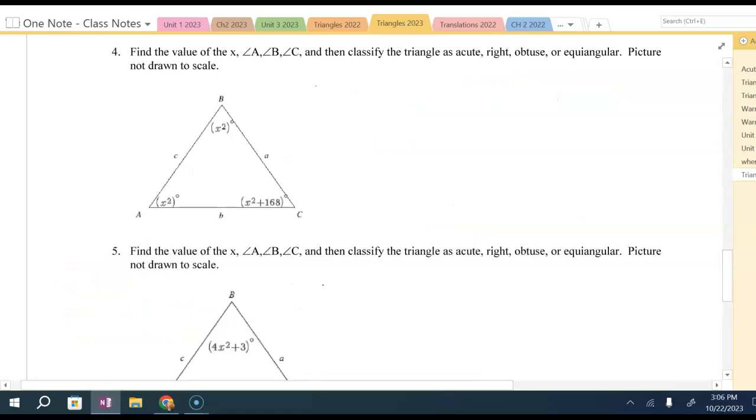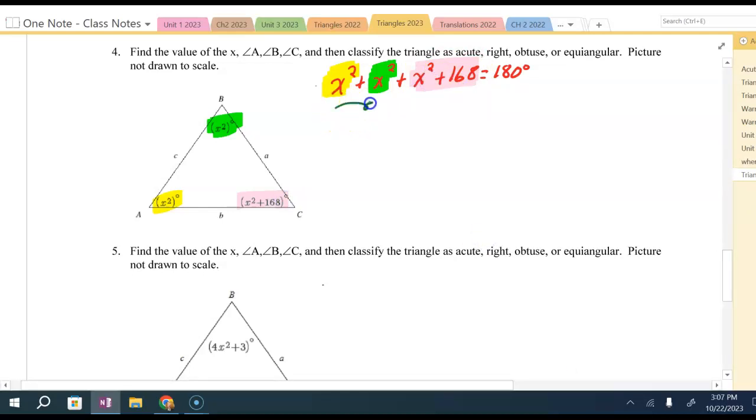If we look at problem number 4, we're going to do the same thing we did in problem number 3, but you'll notice that there is an x squared. So we're going to review our algebra skills from algebra 1. So again, the angles in a triangle add up to 180. So x squared plus x squared plus x squared plus 168 is equal to 180 degrees. So I'm adding the yellow angle, the green angle, and the pink angle. So all 3 angles add up to 180.